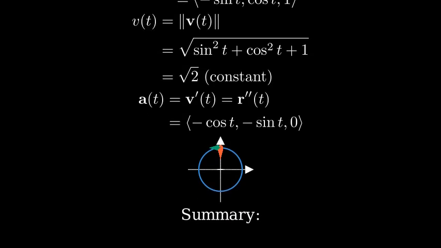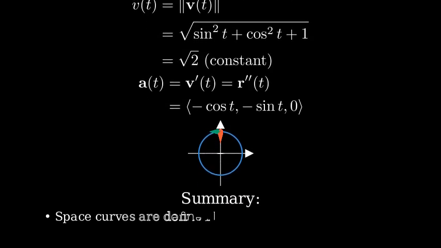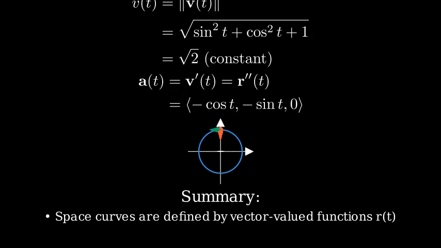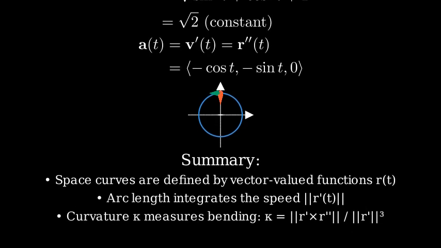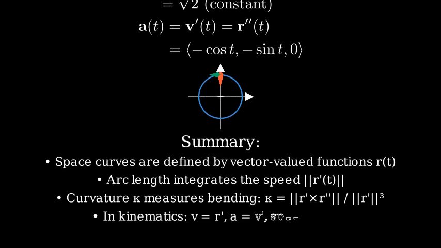Let's summarize what we've learned about vector-valued functions and space curves. A space curve r of t lives in three-dimensional space and is defined by three component functions. Arc length measures the distance along the curve and is calculated by integrating the speed. Curvature kappa measures how sharply the curve bends at each point. In kinematics, we interpret the curve as the path of a moving particle, with velocity v equals r prime, acceleration equals v prime, and speed as the magnitude of velocity.